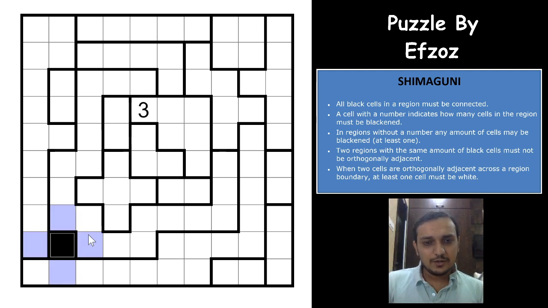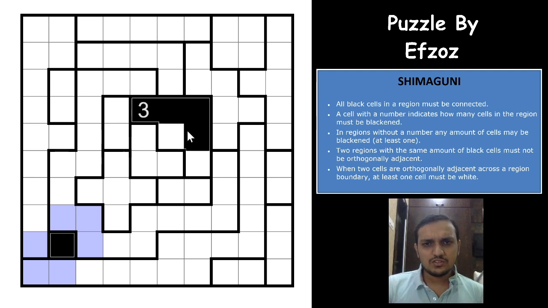1 would have to be here, right? And this cannot be shaded, because then you will have one cell shaded in this region as well. You already have one shaded cell here. This also cannot be shaded. Same logic here. Okay. So something with the 3 here.